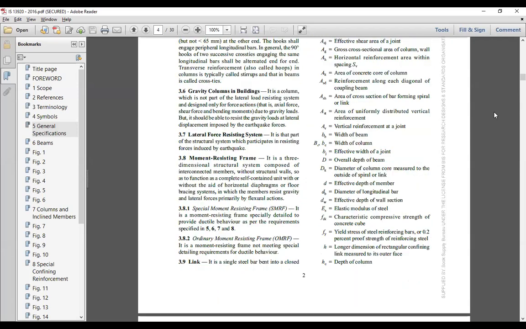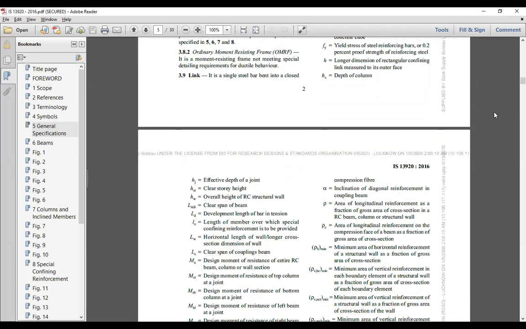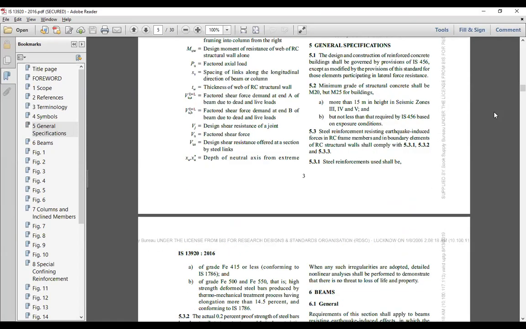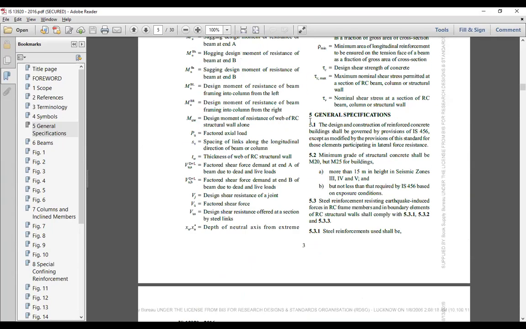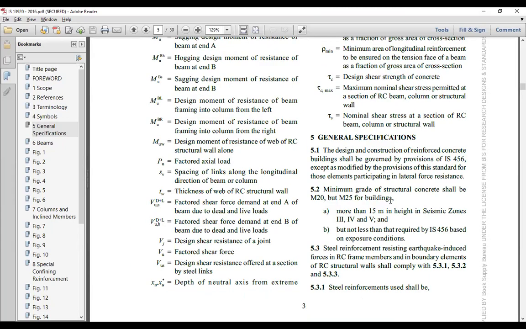So let us come directly to clause number 5, that is general specification. Here you can see general specification, clause number 5. I hope it is visible. So what is given here? Clause 5.1 says the design and construction of reinforced concrete buildings shall be governed by provisions of IS 456. Okay, the first clause is the same.